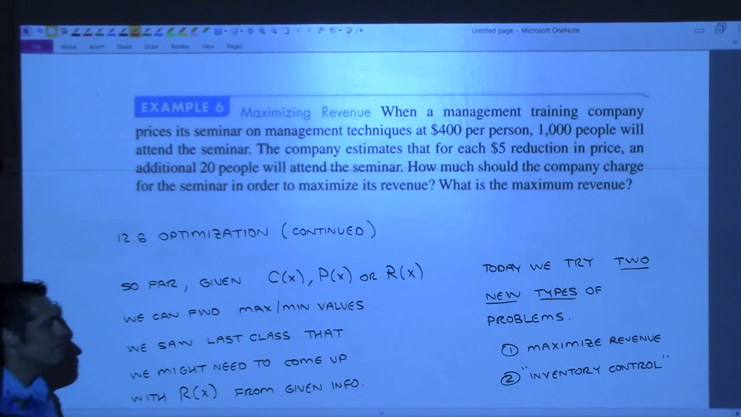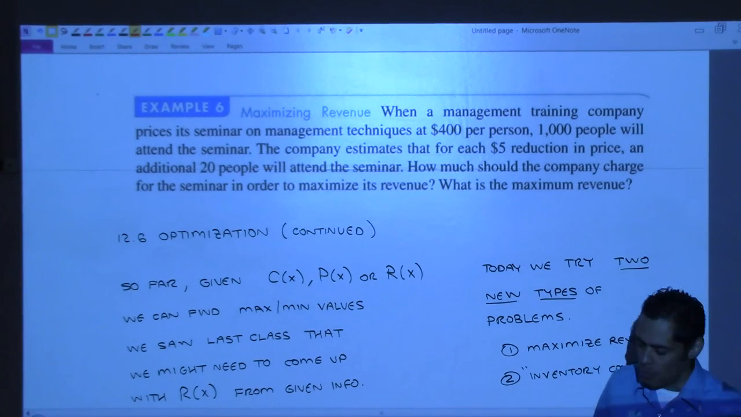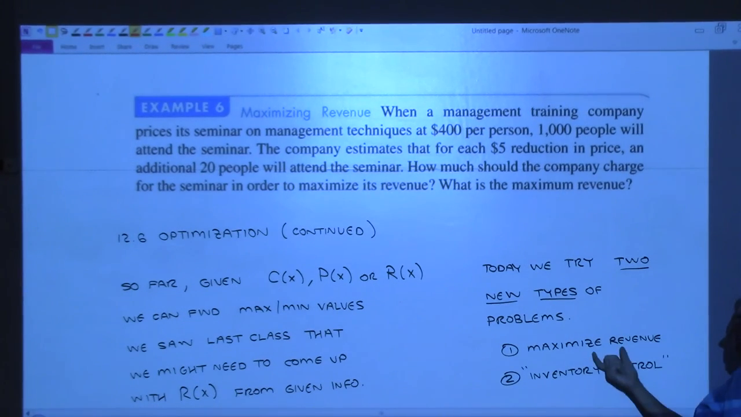Today we're going to do two new types of word problems, and it's really not two, it's really one, but it's another maximizing revenue problem, but the way it's worded is a lot different than what we've seen. This is it up here. And then after that, we're gonna try and tackle what's called an inventory control problem. All right, this one's a little bit involved.